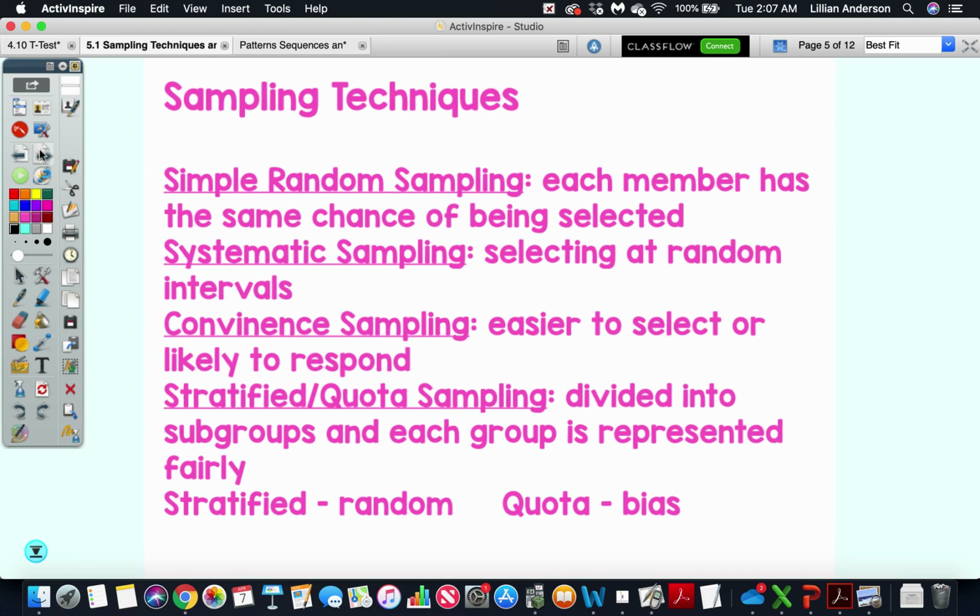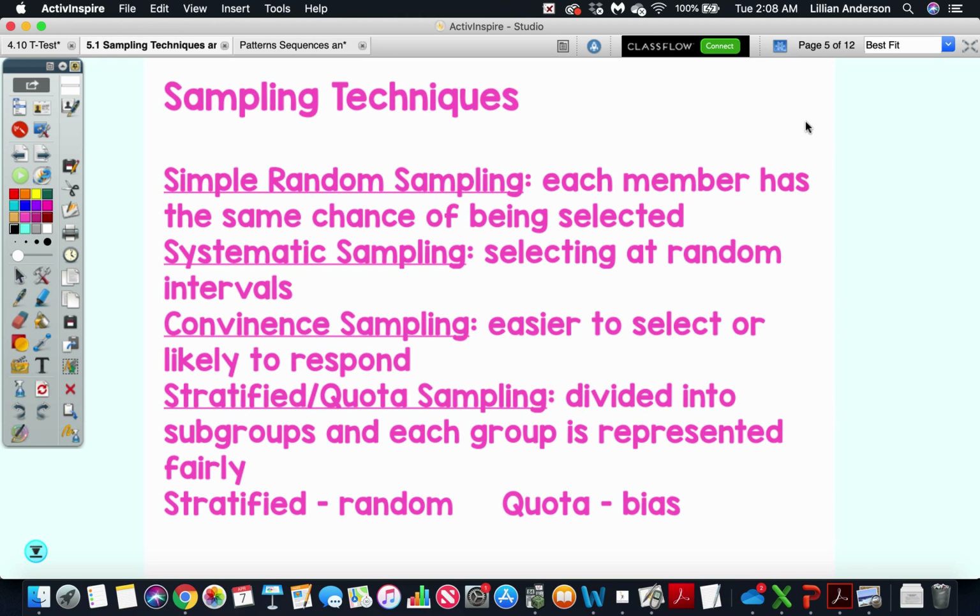The next thing we're going to be talking about is your sampling techniques. So when you go out to pick up data, there are 5 different sampling techniques that you could use. You have simple random sampling, systematic sampling, convenient sampling, stratified sampling, and quota sampling. If you notice, stratified and quota are linked together because they are similar. But we'll talk about each one on its own.